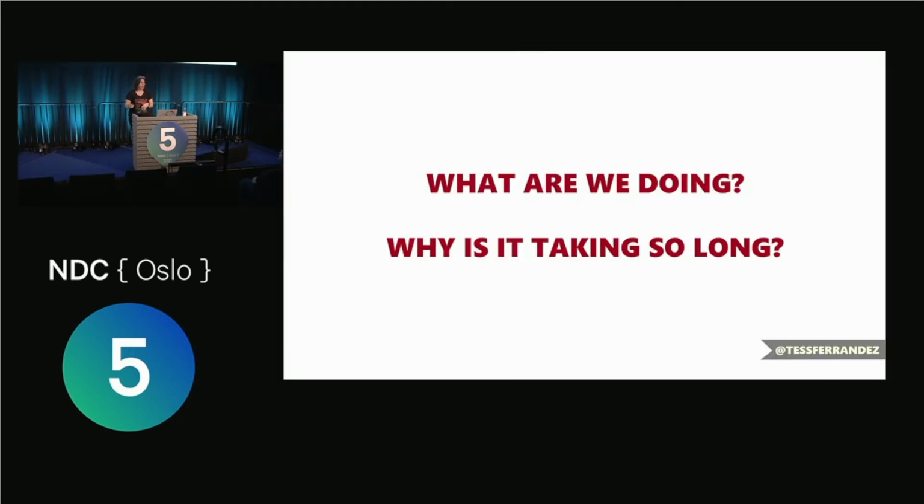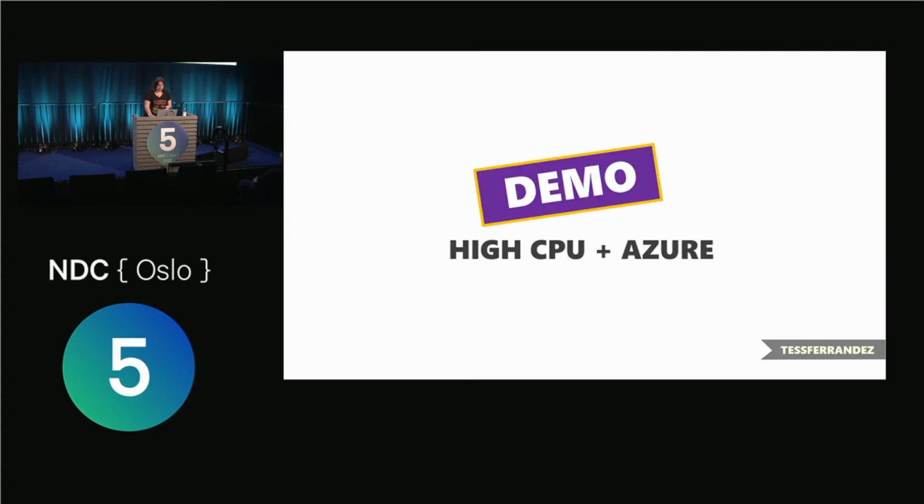So we're going to look at a situation where we have very high CPU and garbage collection. When we look at performance issues, we also have two very simple questions to answer. One is, what is it that we're doing, and why is it taking so long? Essentially, how can we reduce the amount of time, or the amount of energy, we're spending on whatever we're doing? So we're going to have a look at one, which is a high CPU and garbage collection running on Azure.